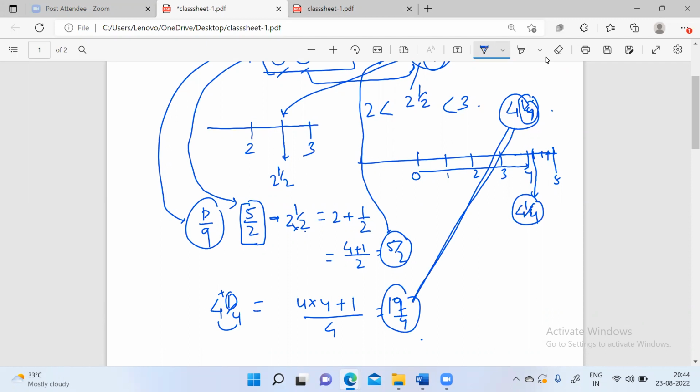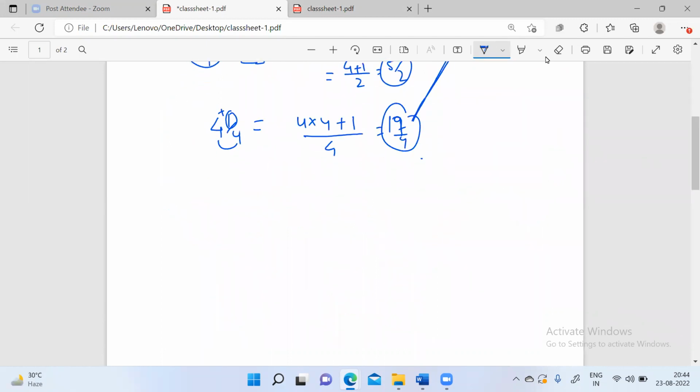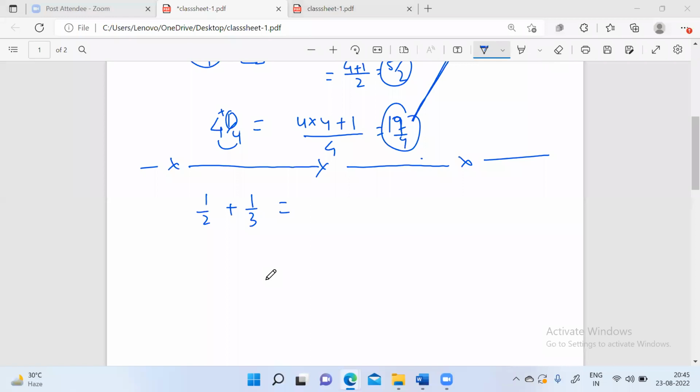But in our world, in Smart, you will prefer to have mixed fractions only, because I'll tell you the examples. Let's say if you want to add 1 by 2 and 1 by 3. So what do you do here? Anyone of you, can you explain how do we add 1 by 2 and 1 by 3?